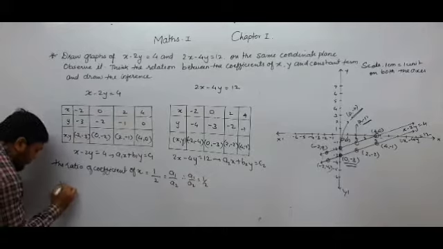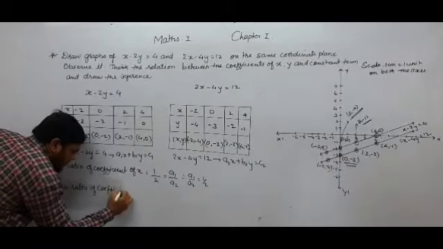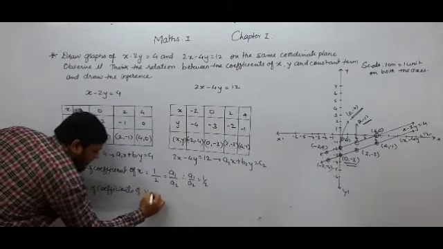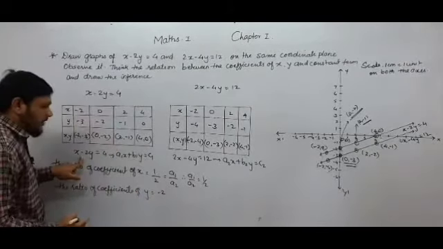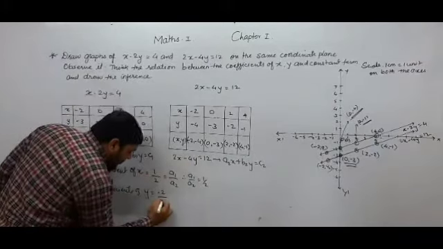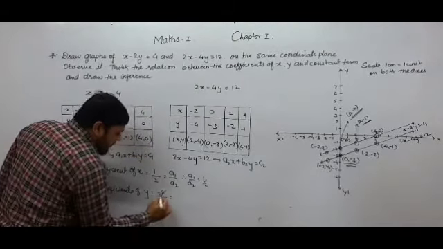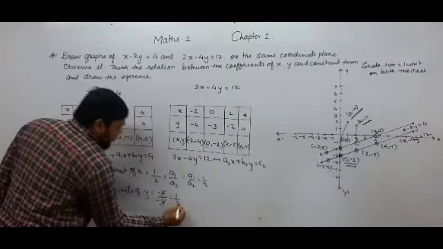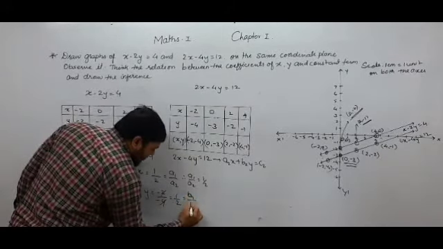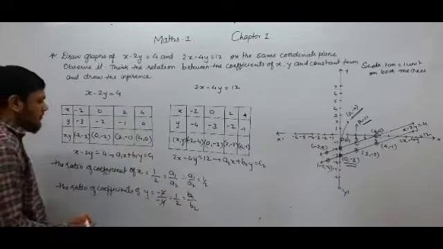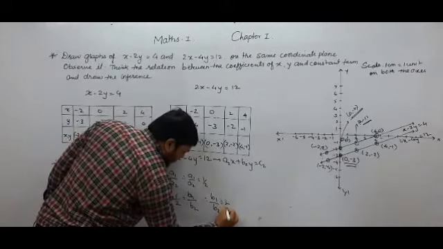Now student, we will find the ratio of coefficient of y. So the coefficient of y in the first equation is negative 2 and the coefficient of y in the second equation is negative 4. So it will be negative 2 upon negative 4. 2 ones are 2, 2 twos are 4, negative will become positive, so it will be 1 upon 2. This can be considered as b1 upon b2. Hence b1 upon b2 is equal to 1 upon 2.